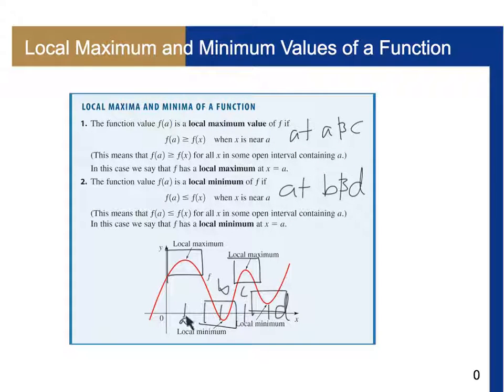This is our A, right? And this is our C. And this is our B, the x value, and this is our D. So these are the x values here. When we say "at," we're talking about the x values. The actual local minimums and maximums are the y values.